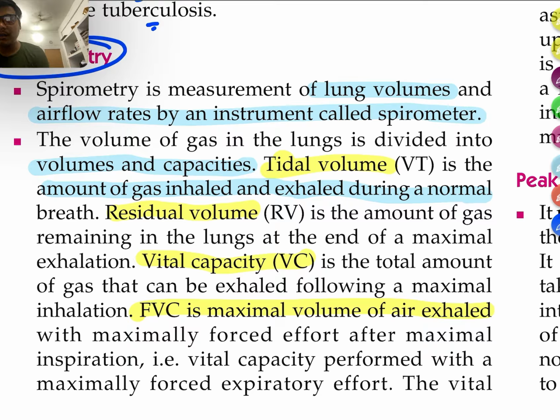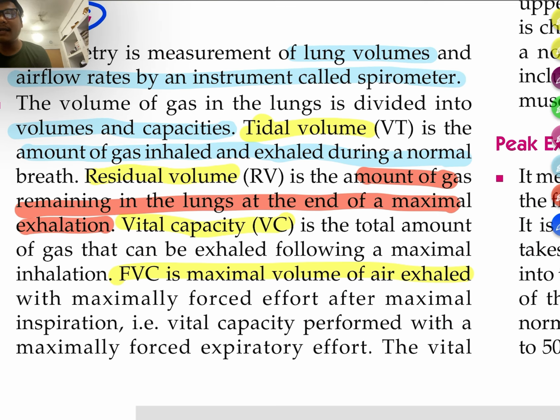After that, starting to measure the volume till the complete inhalation. Next is residual volume. What is residual volume? It is the amount of gas remaining in the lungs at the end of maximum expiration. The name residual indicates the amount of gas that remains in the lungs.